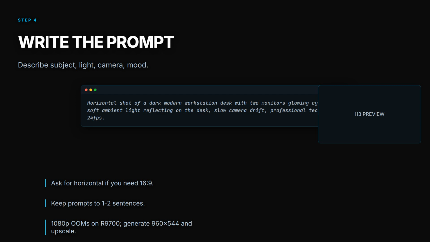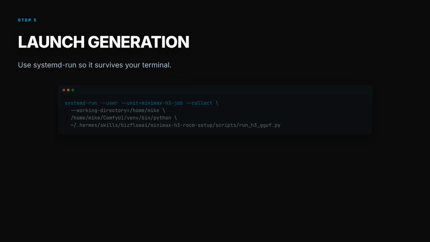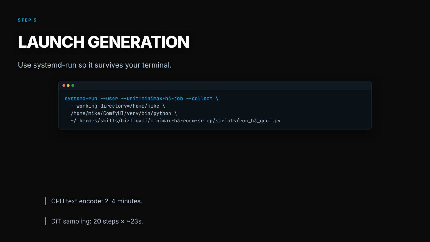Step 5 is launching the job. Because one clip takes about 8 minutes, I run it as a background service using systemd-run. That means even if I close my terminal, the GPU keeps working. The command is on screen. It points to a runner script that starts ComfyUI, loads the workflow, queues the prompt, and waits for the output.